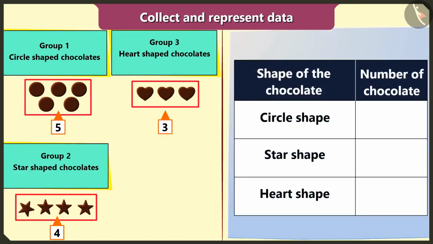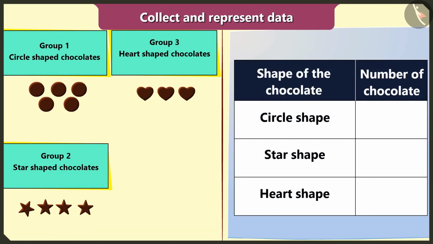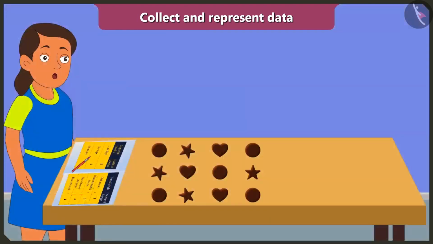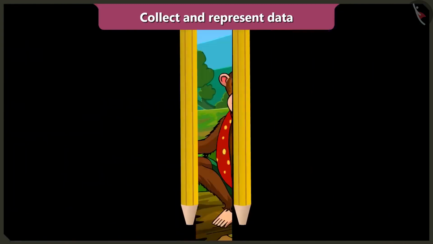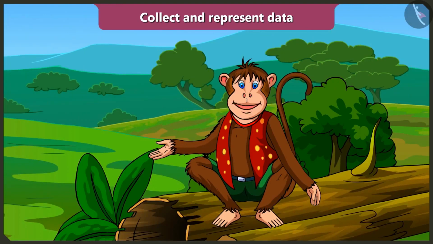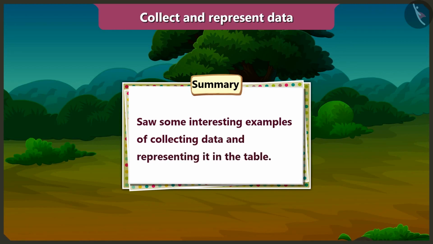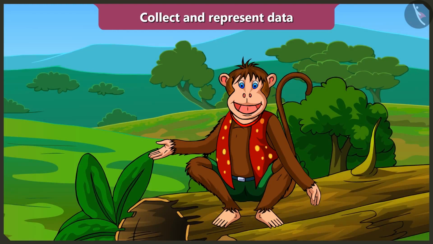Now I will represent all this data by making a table like this. The number of circle-shaped chocolates is 5. The number of star-shaped chocolate is 4. And the number of heart-shaped chocolate is 3. Wow! By collecting data like this, I can remember so much information easily. Children, today in this video we saw some interesting examples of collecting data and representing it in a table. In the next video we will see some more interesting examples of collecting data and representing them in a table.